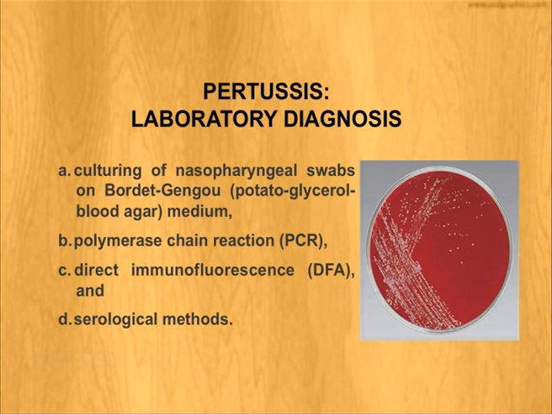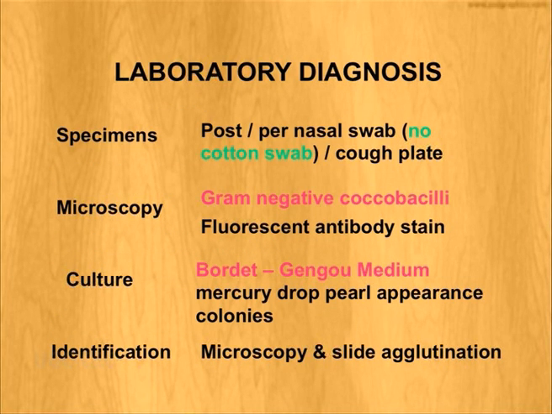So we have seen so far the symptoms. We have understood several agents which bring about the disease. We will now move on to the laboratory diagnosis. How can we diagnose the disease in the lab? The first thing that is done is obviously culturing of the organism in Bordet Gengou medium, which is a potato glycerol blood agar medium. This was devised by Bordet and Gengou, which has been already mentioned. The colonies present should have a mercury drop pearl appearance. These are suggestive of the Bordetella organism.